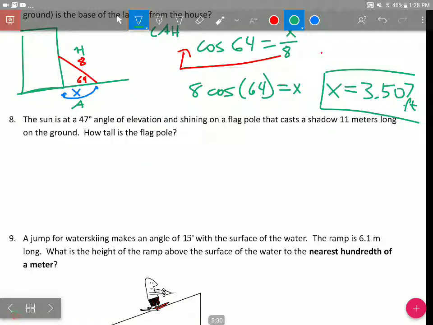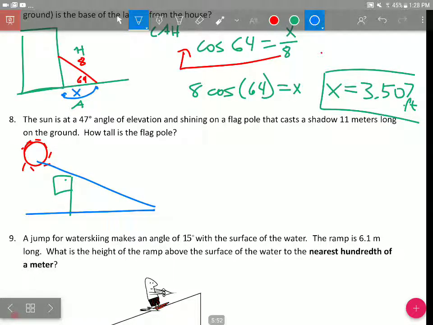Yeah, that's fine. The sun is at a 47-degree angle of elevation and shining a flagpole that casts a 11-meter shadow along the ground. How tall is the flagpole? Okay, so this is again one of those. Here's the sun. Here's the flagpole. And it casts a shadow. Like that. All right. It's a cast of shadow 11 meters long, so that's 11 meters. It's a 47-degree angle of elevation, so right here, this is your angle of elevation. How tall is the flagpole?